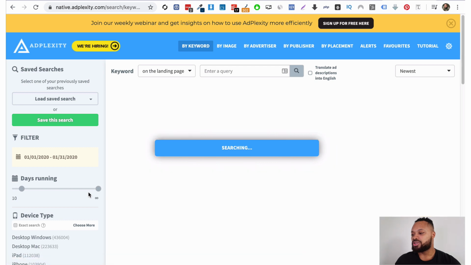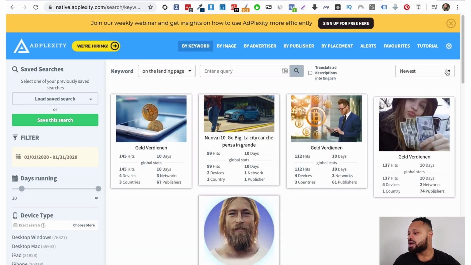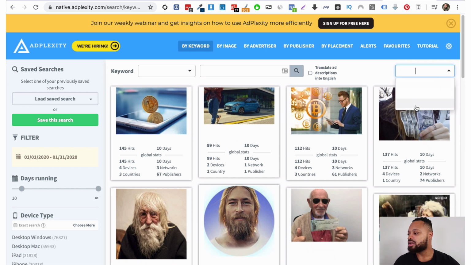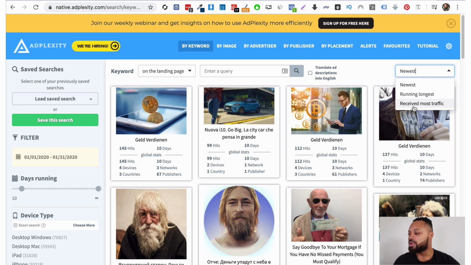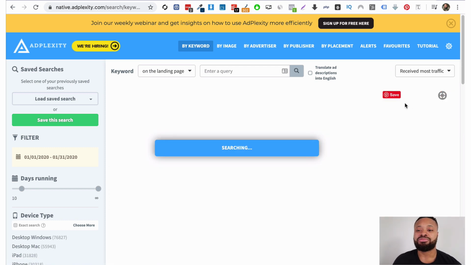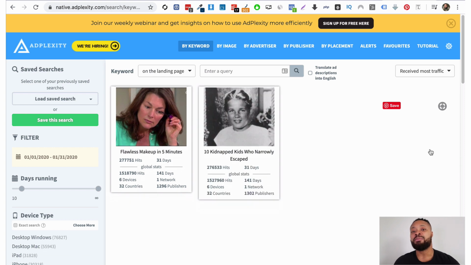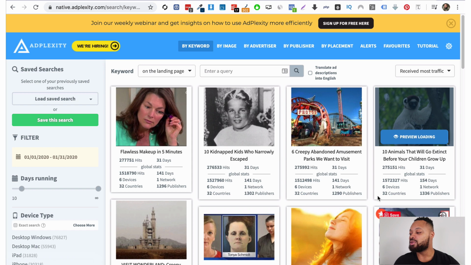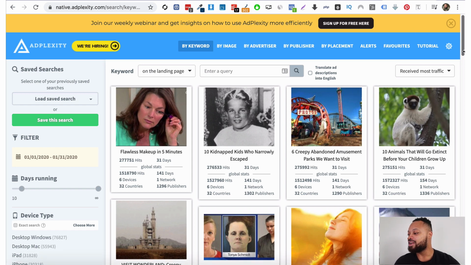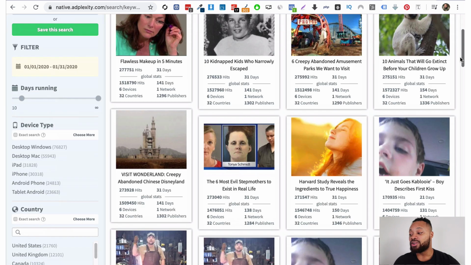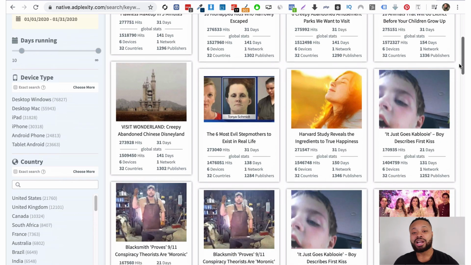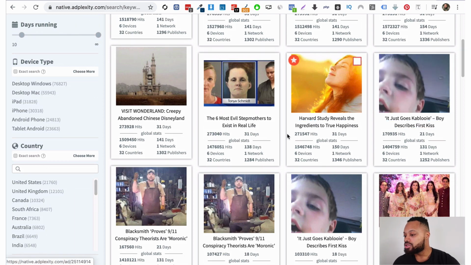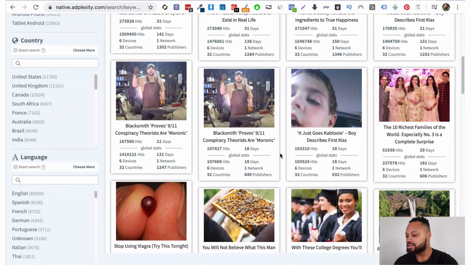Yeah, search. And let's do running longest. Nah, let's leave it like that. Receive most traffic. What I don't want is to have the brand run ads. We are not Mercedes-Benz, we're not Audi, we're not Coca-Cola. We are media buyers. We don't make money like that. They just build out awareness campaigns, so they don't really care, and we're not in that game. We do traffic arbitrage. We buy the traffic for cheap, and we sell it on for more. Simple. So let's have a look for some CPA ads right here.